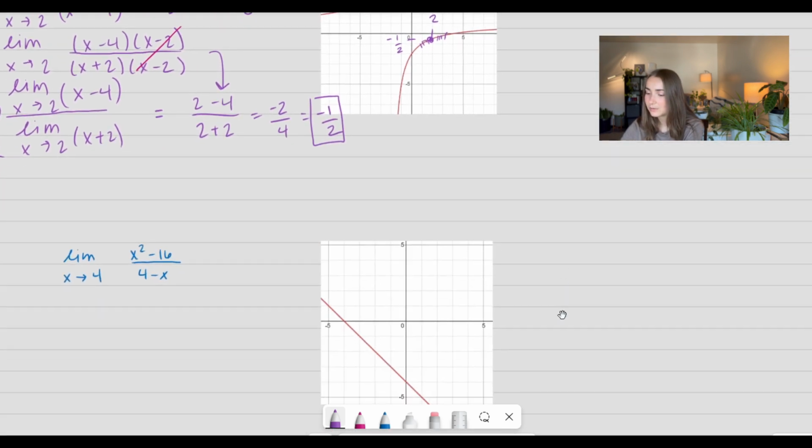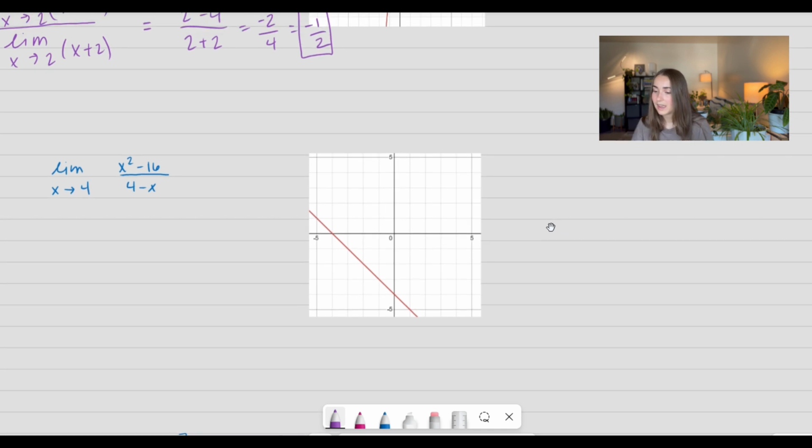I'm going to scroll down. Next, we have the limit as x approaches 4 of x squared minus 16 over 4 minus x. I provided us another graph of it. We can see that this turns into a linear function. So let's try to factor this.